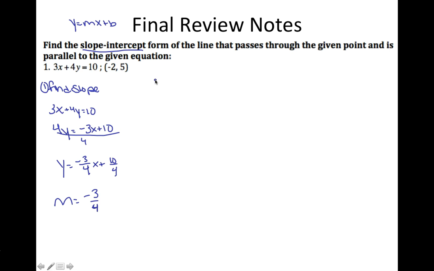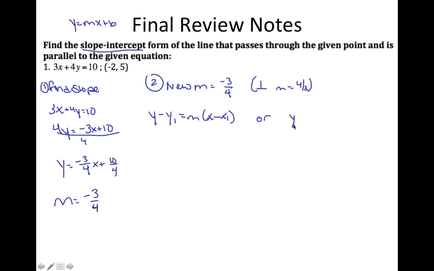Now if it's parallel, parallel lines have the same slope. So that means your new slope would still be negative 3/4. If it was perpendicular, then your slope would be positive 4/3. Okay, so now you can either start with point-slope form, so y minus y1 equals m times x minus x1, or you can start with y equals mx plus b. Doesn't really matter. If you start with this one, you're using your new slope and the given point.